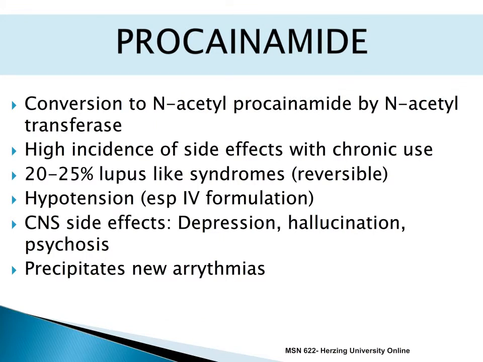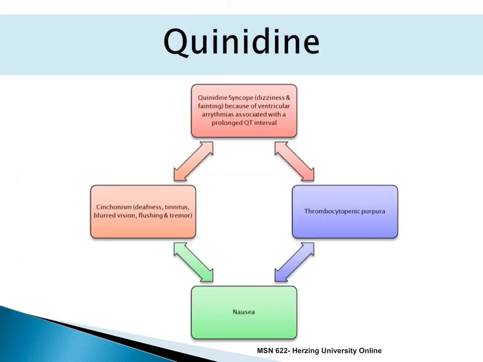Procainamide is actually converted to N-acetyl procainamide by N-acetyl transferase. And the common side effect of procainamide in slow acetylators is the SLE type syndrome, which is reversible. Hypotension may also happen, and it also has CNS side effects such as depression, hallucination, and psychosis, and it may precipitate new arrhythmias. Quinidine is the most commonly used one and is associated with quinidine syncope, which is dizziness and fainting, because of ventricular arrhythmias associated with the prolonged QT interval. Since it contains quinine, the other important side effect is cinchonism, which is deafness, tinnitus, blurred vision, flushing, and tremor.